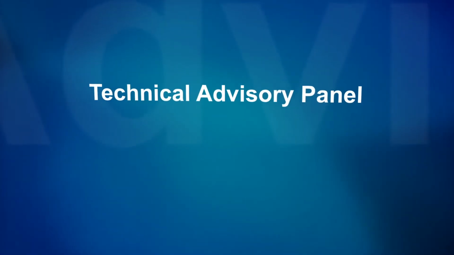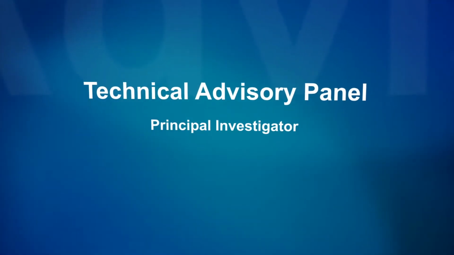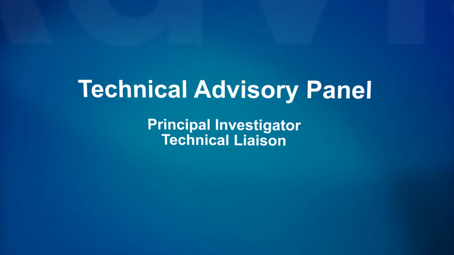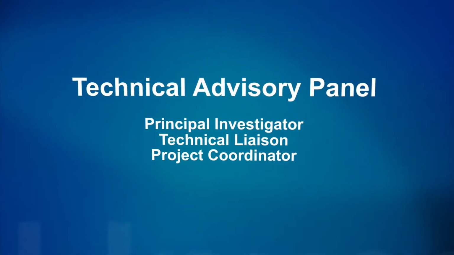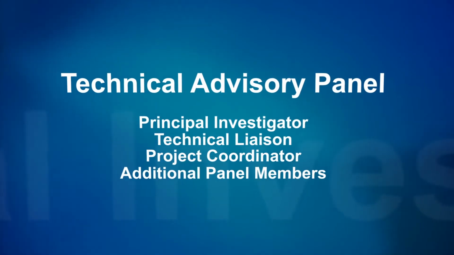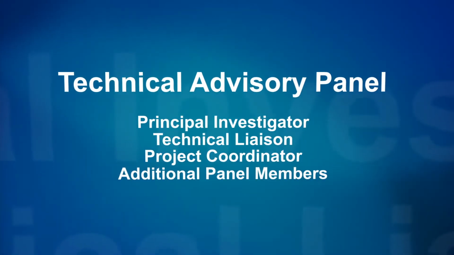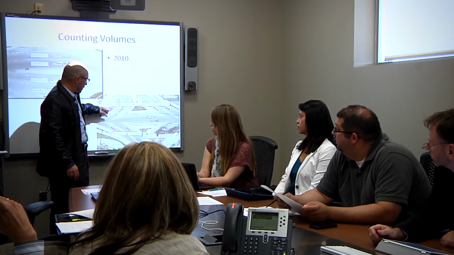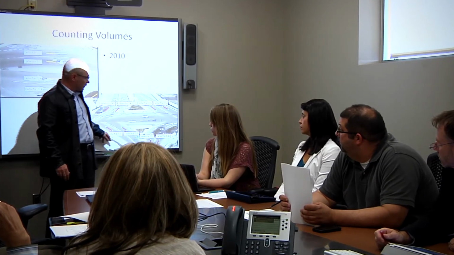Every technical advisory panel is composed of at least 3 members: the principal investigator, who performs the research, the technical liaison, who is the champion for the research, and the project coordinator, who monitors the research contract. Additional members may also serve on the panel to bring needed expertise to the project.